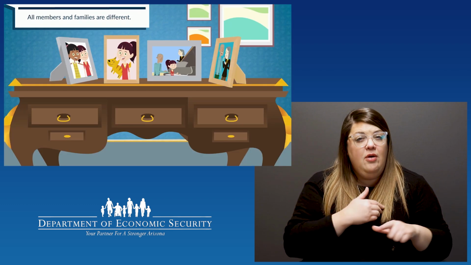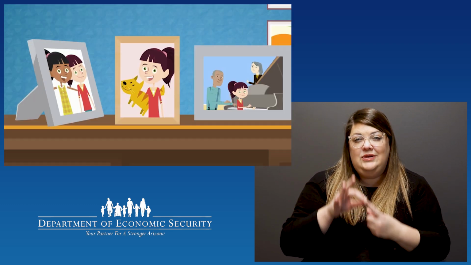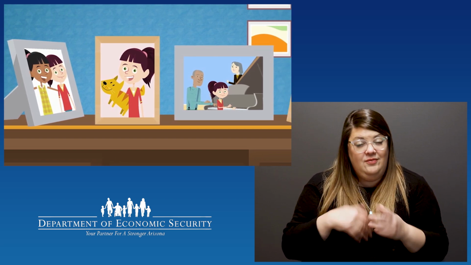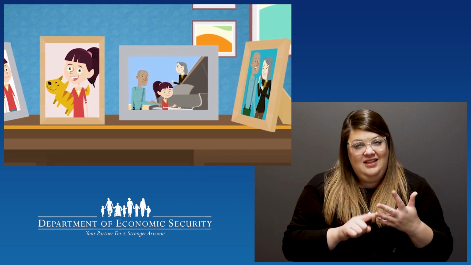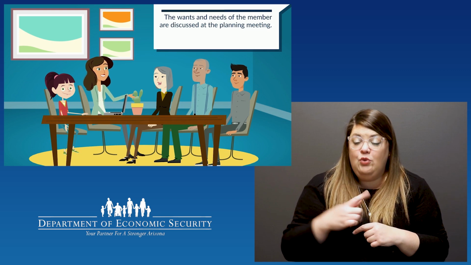All members and families are different. Services and supports are based on the member's unique needs. The planning process is specific to the member. Finding out the wants and needs of the member and their family is important. These wants and needs are respected whenever possible. They will be discussed at the planning meeting.